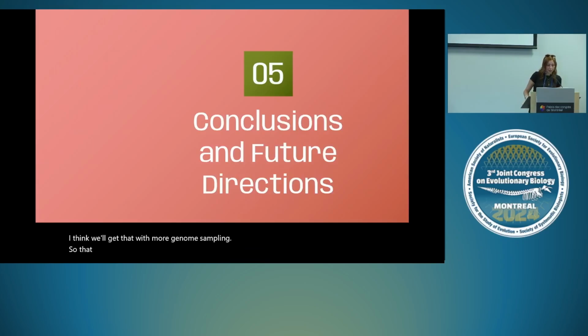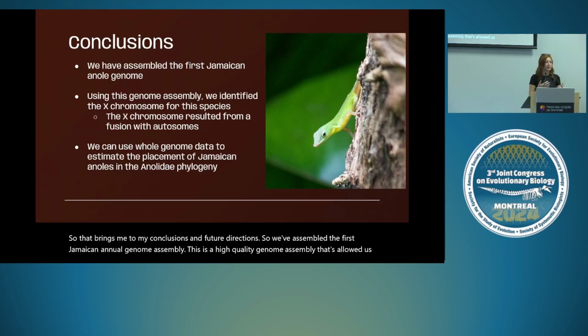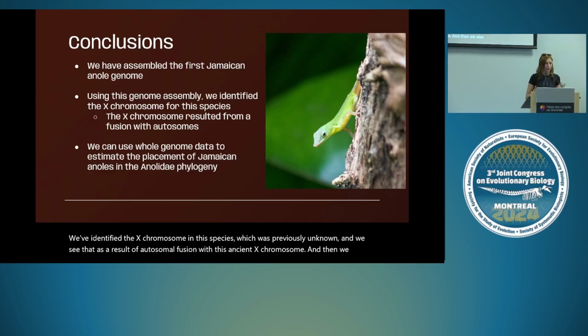So that brings me to my conclusions and future directions. We've assembled the first Jamaican anole genome assembly. This is a high-quality genome assembly that's allowed us to dive into some interesting evolutionary questions that have been brought up by past research. We've identified the X chromosome in this species, which was previously unknown, and we see that it's a result of autosomal fusion with this ancient X chromosome. We also see significant clade differences within Norops. And for the first time, we could investigate the placement of Jamaican anoles using genome-scale data.